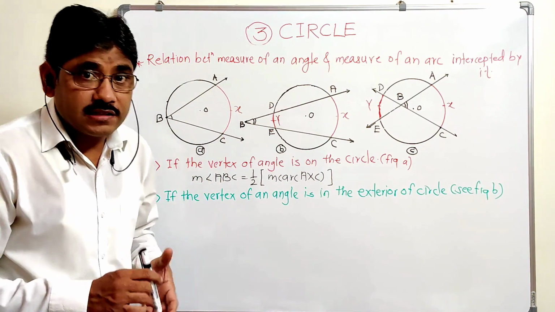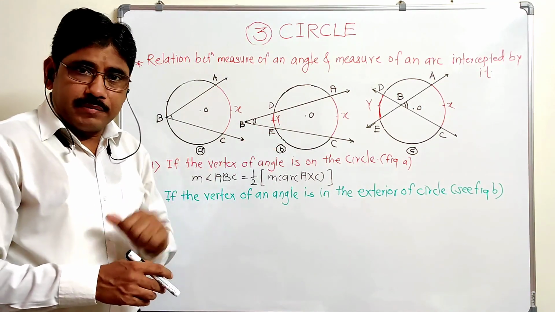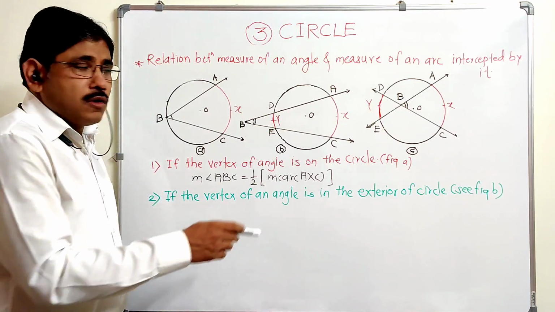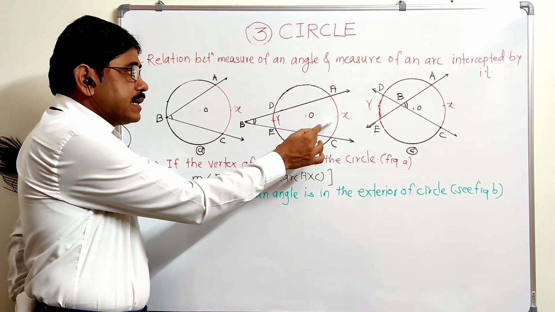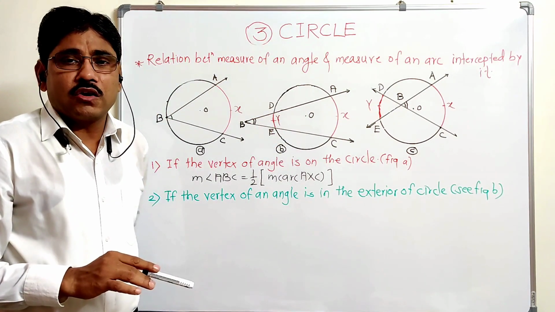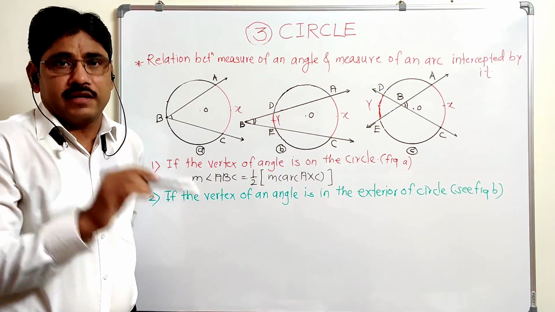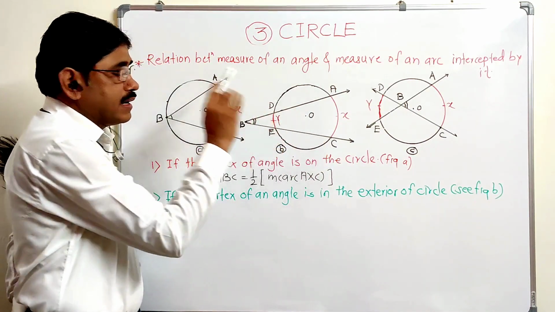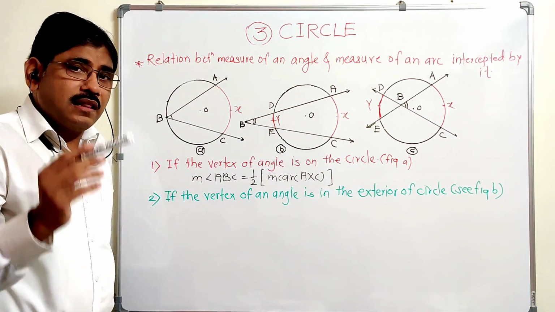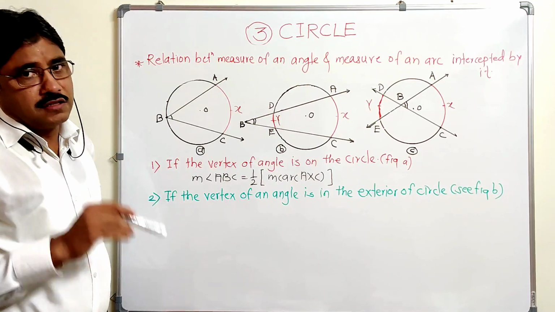So what is the relation? Measure of angle ABC is equal to half into the difference between the measures of the arcs intercepted by it. So which arcs are intercepted by this angle? AXC and DYE. So difference means larger arc minus smaller arc.